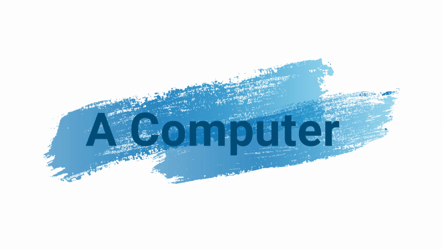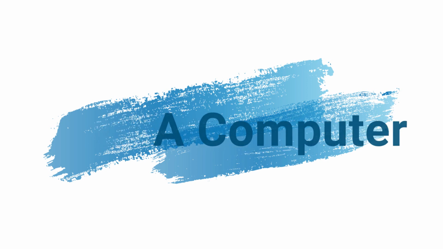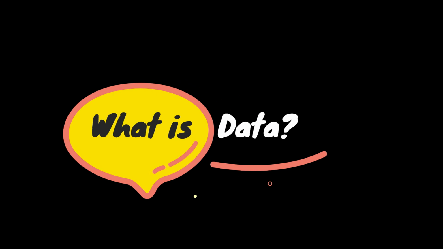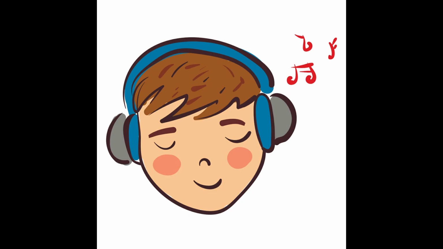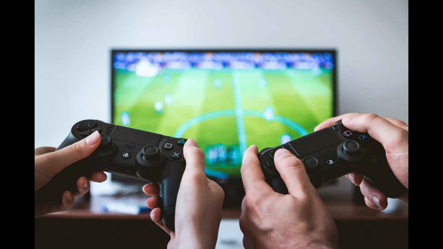As you all know, and as I have told you before, a computer is a device working with information, and it is also called data. Now the question arises, what is information or data? So these are numbers, sounds, movies and games.